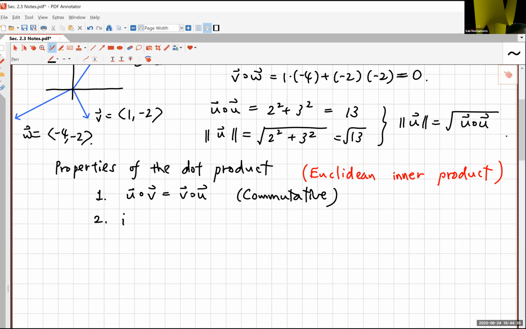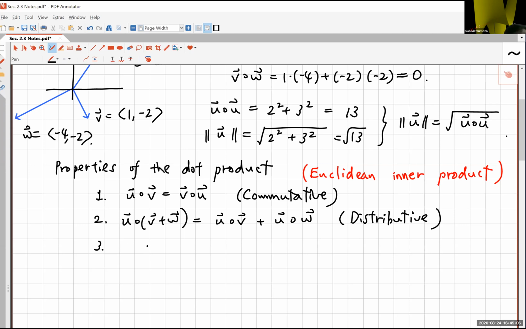Number two, and again, you can do this calculation on your own using the definition. If you have u dot, parentheses, v plus w, then you can easily apply the distributive property. So u dot (v plus w) turns out to be u dot v plus u dot w, and it is called the distributive property. In other words, you can basically do what we call the FOIL, the first, inside, outside, and last, because of this property.